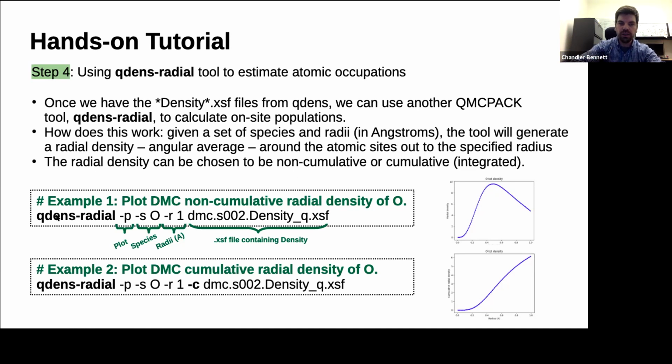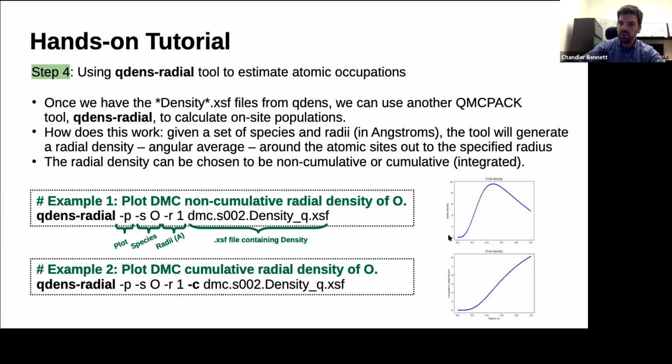And so how do we run the tool? So what you can do is, first, if you're interested in plotting, say, the DMC non-cumulative radial density of oxygen, you just type QDens radial. You tell it that you want to plot with this -p. You specify your species here. I'm just saying oxygen, O, but you can provide here a list. I could have easily said O, comma H. And then you give a cutoff radii, either a global one like I've done here, or you can also give a list, and it will use the corresponding radius for the corresponding species. And then you provide the XSF file, and that will give you a nice plot like this.